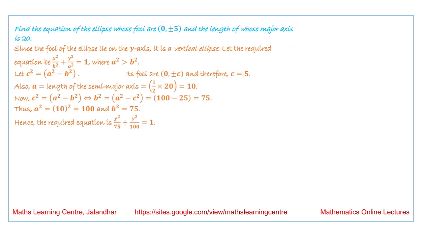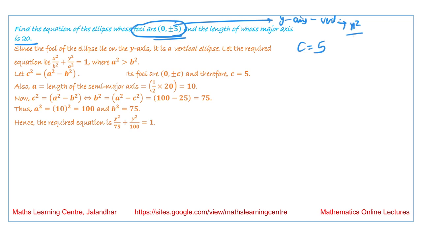Next is find the equation of the ellipse whose foci are this and length of whose major axis is 20. So the value of c is given to be 5. Again the foci are lying on the y-axis. So it is a vertical ellipse. So the equation we have is x square over b square plus y square over a square is equal to 1. The value of c is there, and the length of major axis means the value of 2a is given to be 20. It means a is 10.